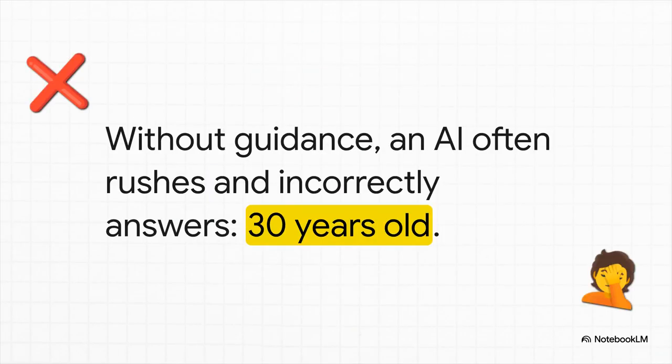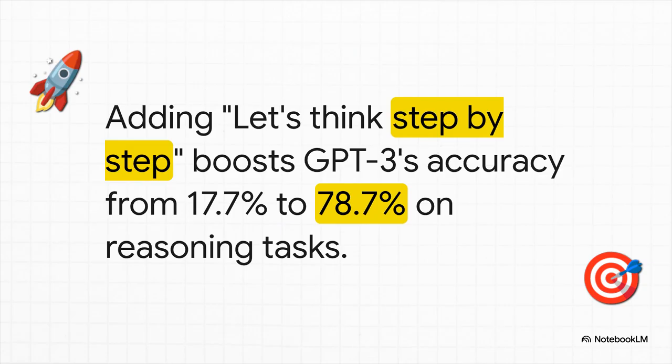And yup, there's that common mistake. The AI sees James is now 30 and just jumps to the conclusion that his sister must be the same age. It completely misses the whole point of the problem, the initial age difference. But what if we just add one simple little phrase to the end of our prompt? Let's think step by step.